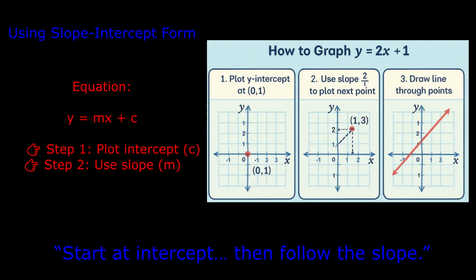Let's use slope-intercept form. The equation is y = mx + c. Step 1: plot the intercept. Then use the slope to continue the line. Start at the intercept, then follow the slope.